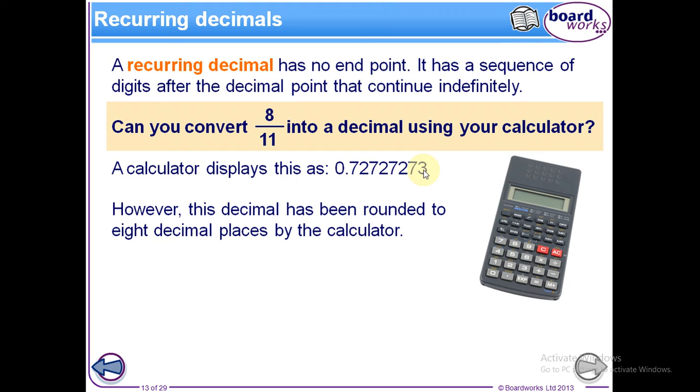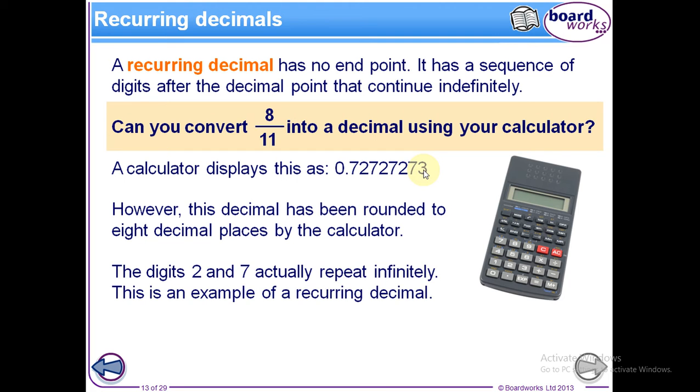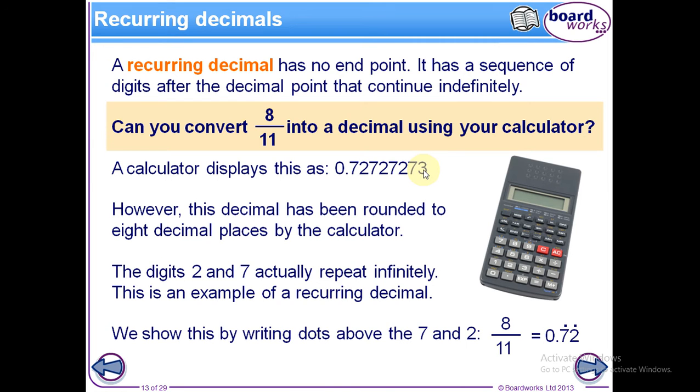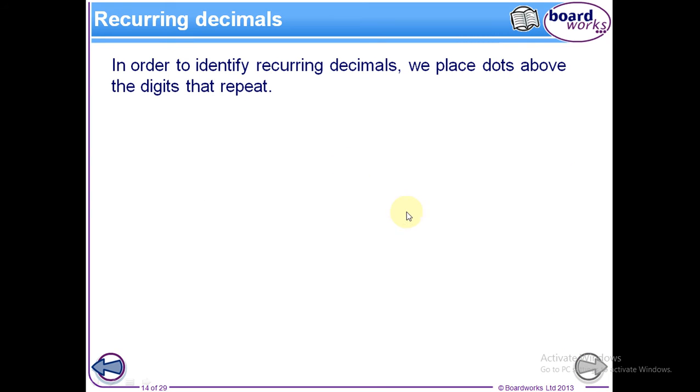However, this decimal has been rounded to 8 decimal places by the calculator, so the digits 7 and 2 actually repeat indefinitely, and this is an example of a recurring decimal. We show this by writing a dot above the 7 and 2. So in order to identify a recurring decimal, we place a dot above the digits that repeat.